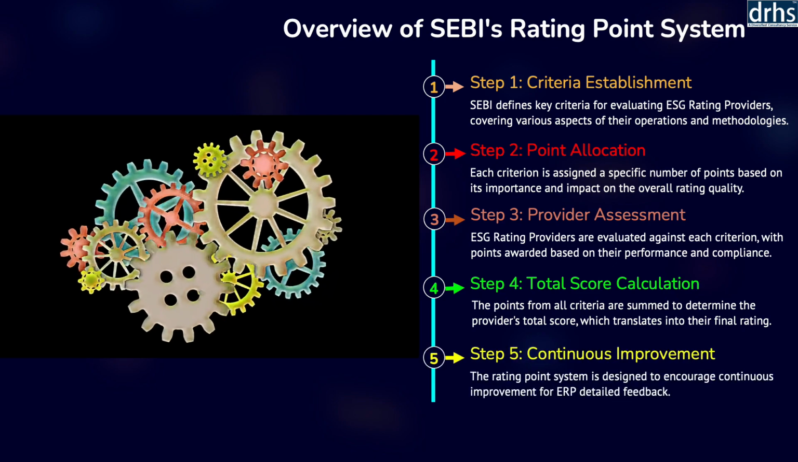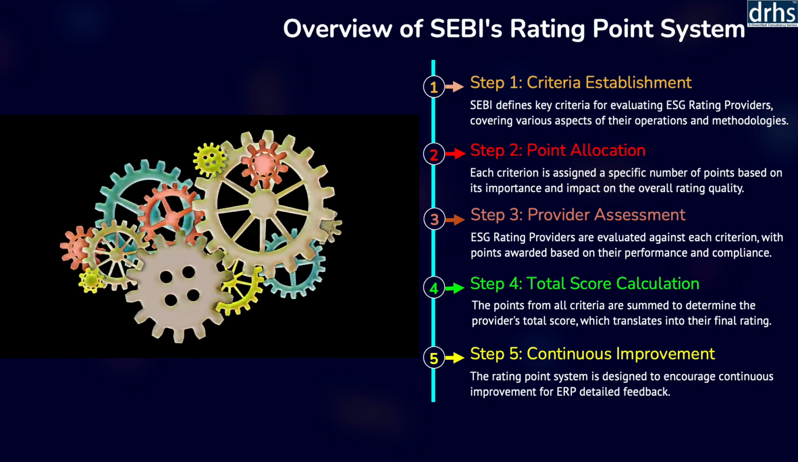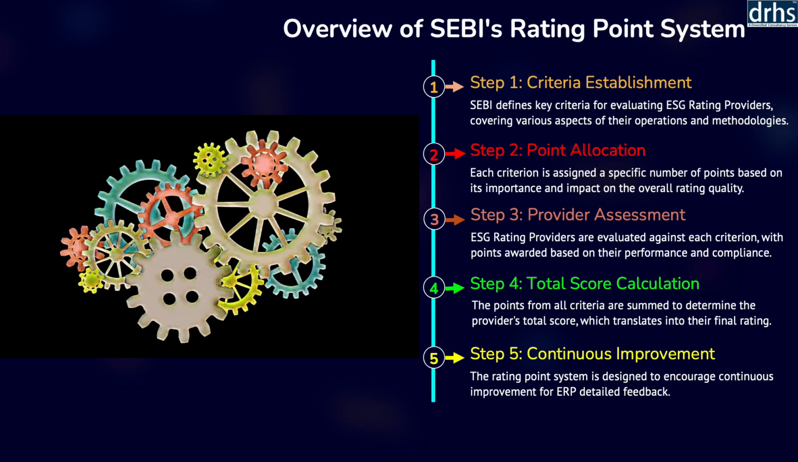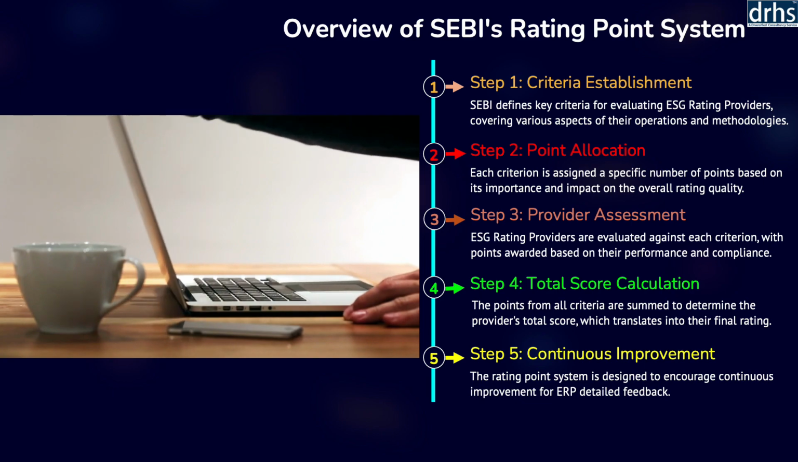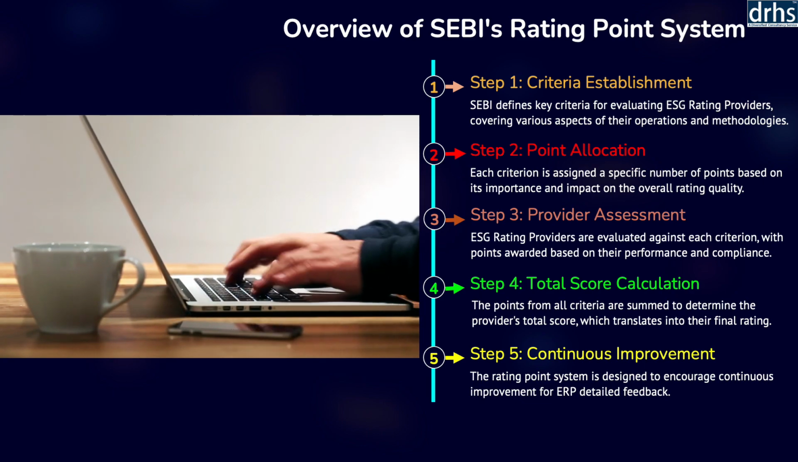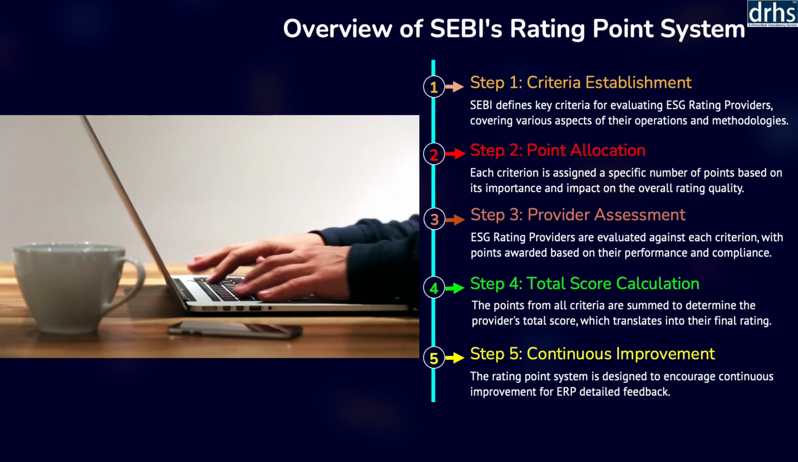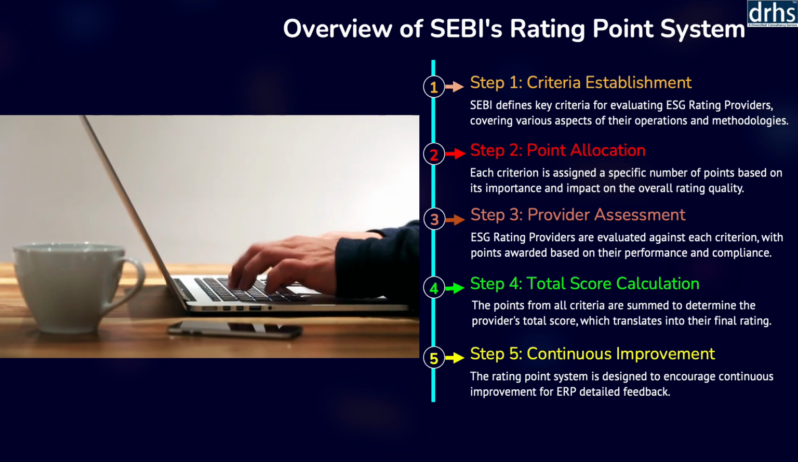The rating point is designed to encourage continuous improvement. For ERPs, they receive detailed feedback on their performance in each category. Areas for improvement are highlighted. ERPs are encouraged to address weakness before the next evaluation cycle, and the system may be periodically reviewed and updated to reflect evolving best practices and market needs.